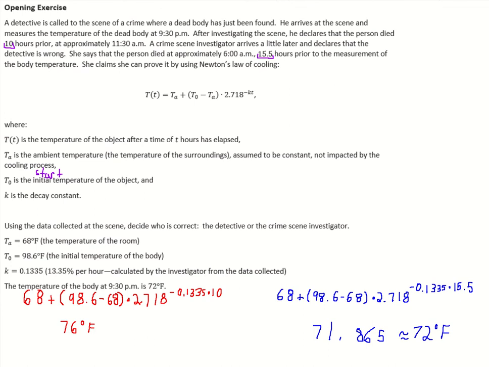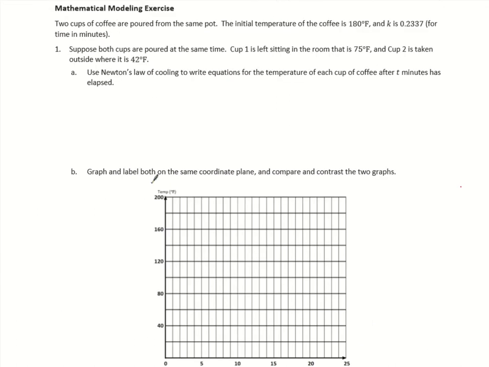Now what we're going to do, we're going to get into the actual mathematical modeling exercise. There were three sort of parts to this. And they decided, you know what, let's go with a slightly less morbid scenario for our modeling exercise. Instead of talking about a dead body found at a crime scene, this time we're just going to be talking about some coffee.